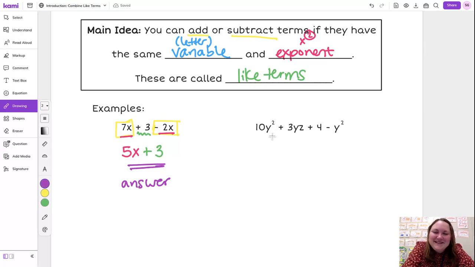I have one other example over here. Pause the video and see if you can decide what in this expression we can combine together. What in this expression can we add or subtract? Try to identify that now.